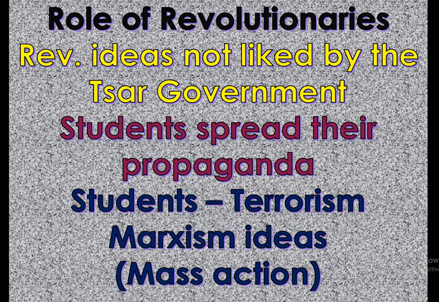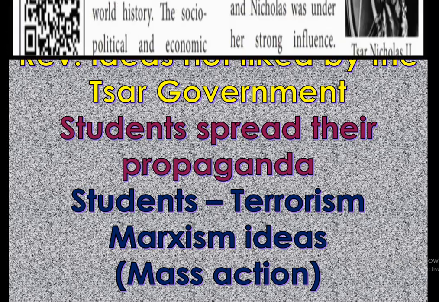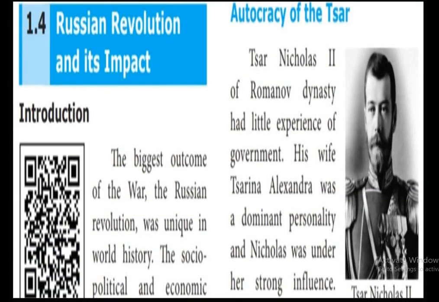Now let's see Tsar Nicholas II. In his period, the Russian Revolution took its full form. Autocracy of the Tsar. Tsar Nicholas II had little experience of government, was dominated by his wife Tsarina Alexandra, and was surrounded by flatterers.